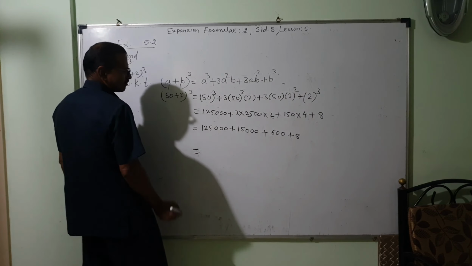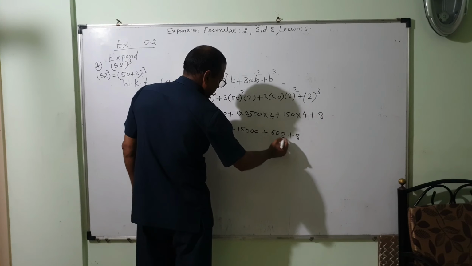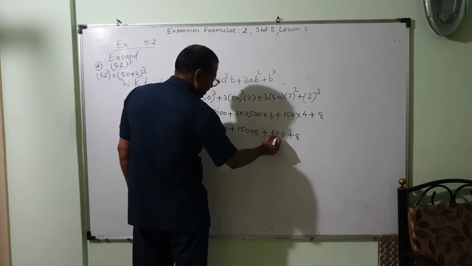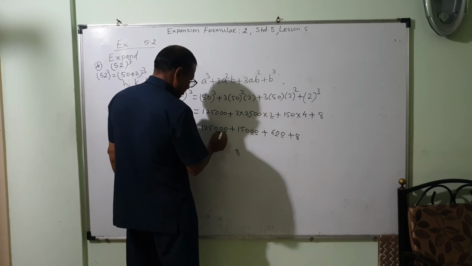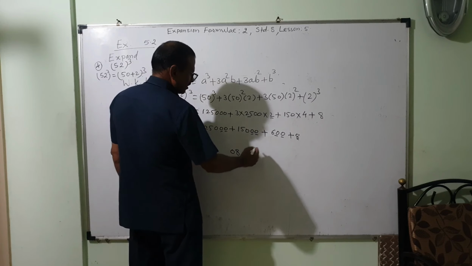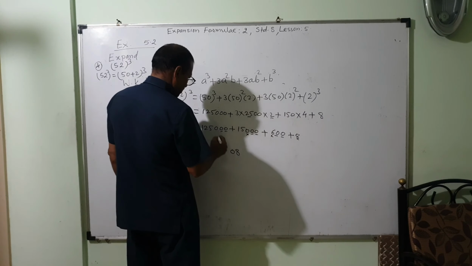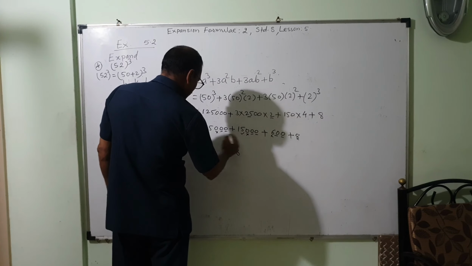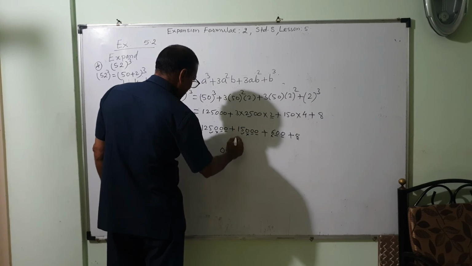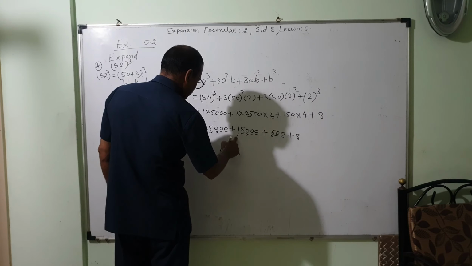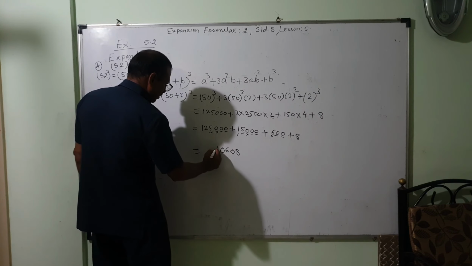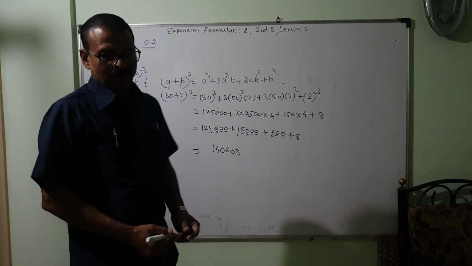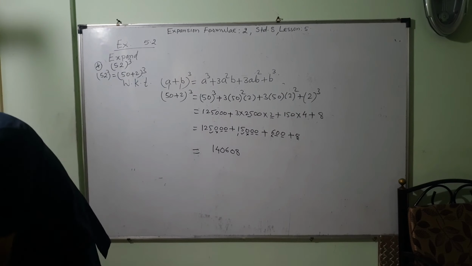Now we have to add. See the unit places, this and this. This is 8. Then this tens place, this tens place, this tens place 0. Now this 6, this is 6. Now this 5 and this 5, 5, 5, 10. Carry 1. 1 plus 1, 2. 2 plus 2, 4. And this 1. So the answer is 140,608. Hope that you have understood this.